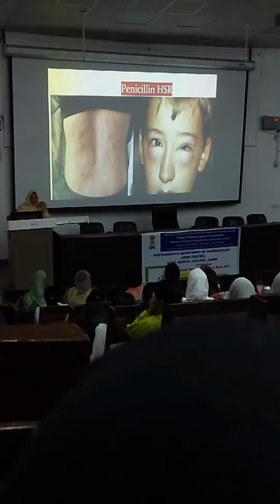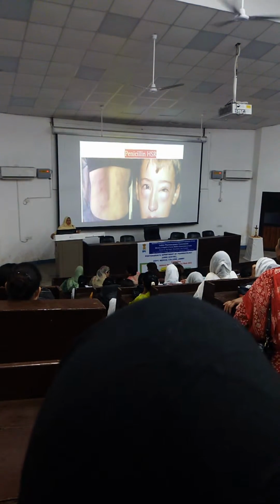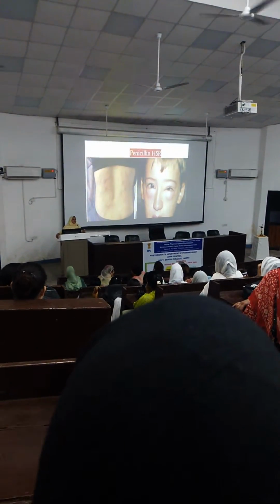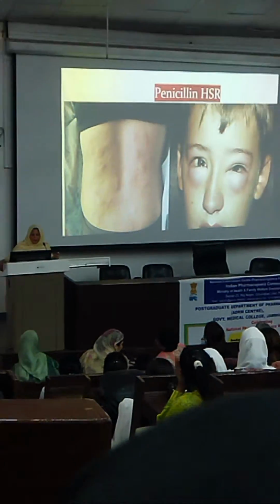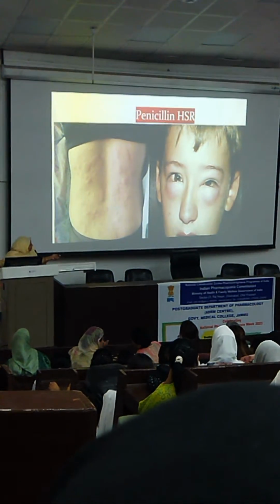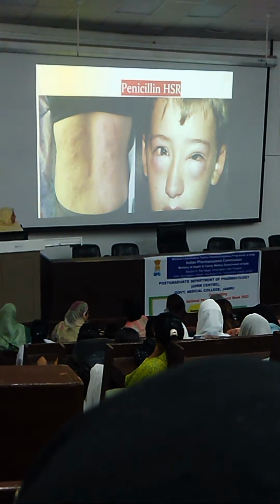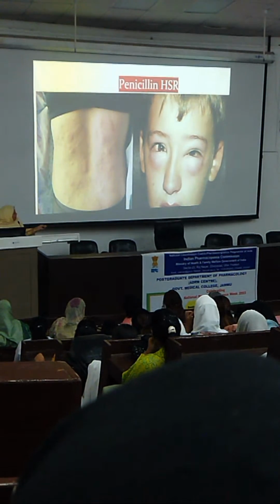Then this is the penicillin hypersensitivity, it can lead to anaphylaxis. And what is the drug of choice for anaphylaxis? It is adrenaline. Adrenaline is the drug of choice in anaphylaxis. So these are the examples of penicillin hypersensitivity. You can see the rash, you can see urticaria, and you can see the swelling of the eyelids, lower eyelid.